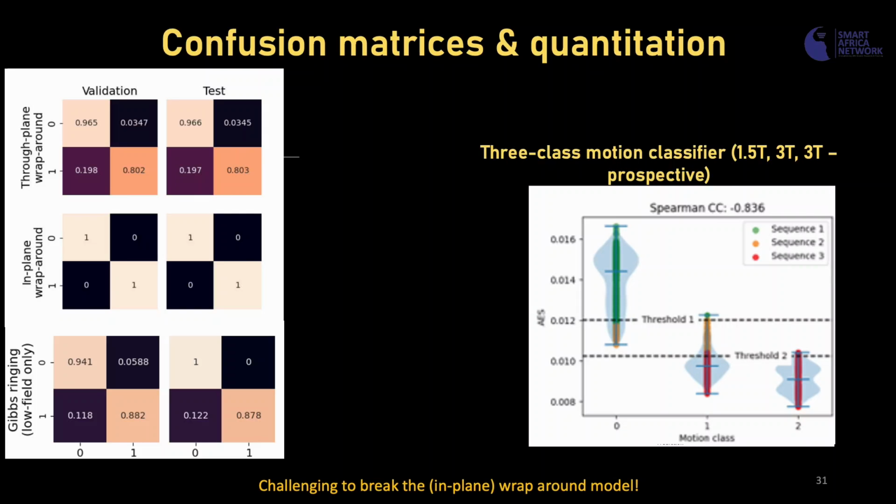We did another test beyond the confusion matrix for the three class classifier, which is to look at the average edge strength, which is expected to be high in images with no motion corruption. And as you have motion corruption, AES, or average edge strength, decreases. You can also see from our predictions that the average edge strength of class 0 is significantly higher compared to class 2, for example.